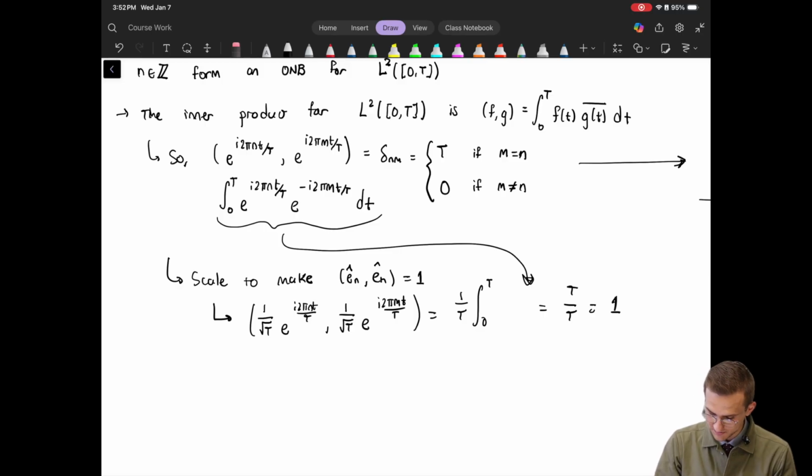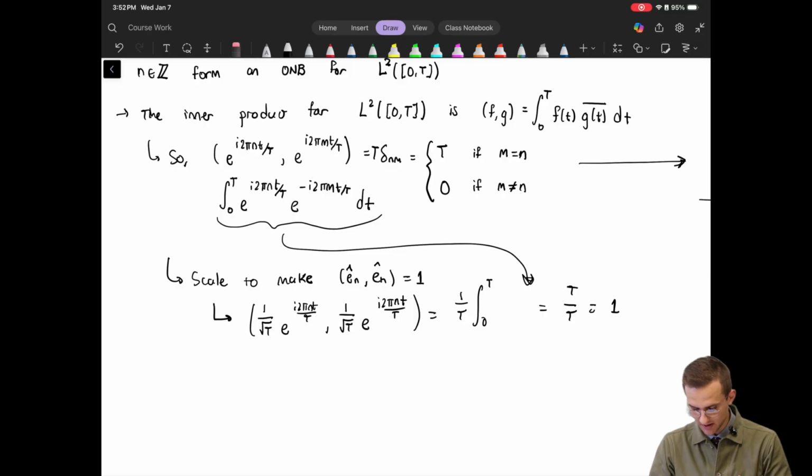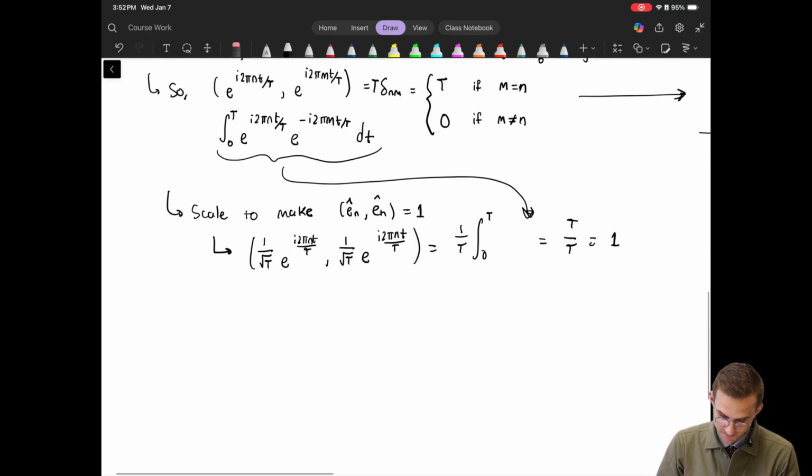Now it is literally equal to delta. Actually, no, it's t over t, which is equal to 1. This should be n here. Apologies for the messiness there. But the idea is just to scale these complex exponentials so that it's actually an orthonormal basis.